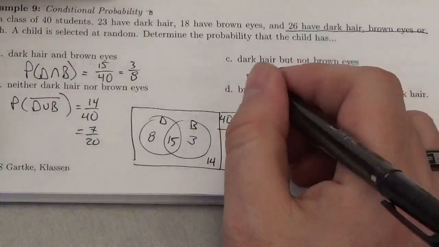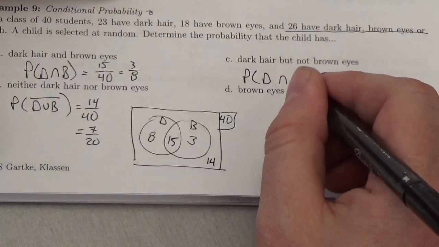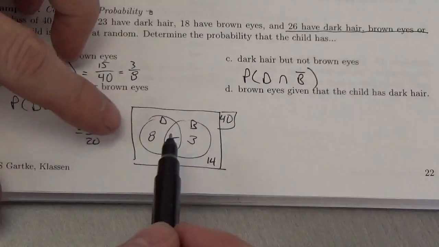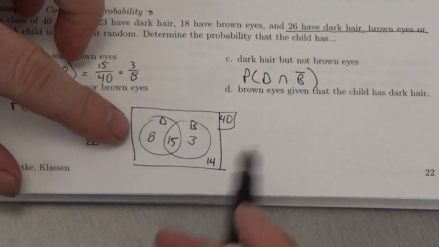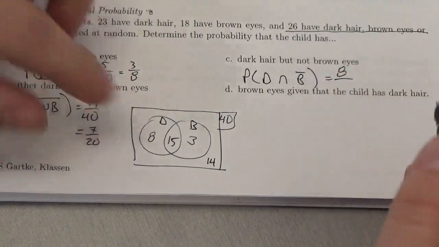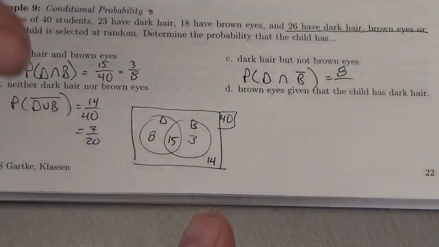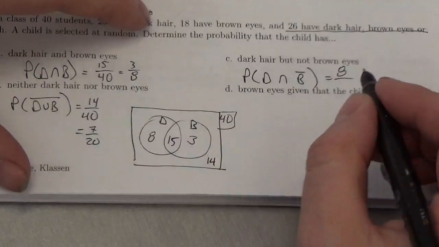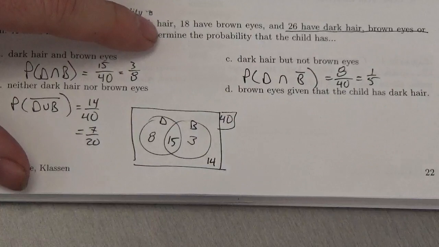Now over here, the probability of having dark hair, but not brown eyes. So they're in the dark hair circle, but they don't have the brown, so they're not in the overlap. So it's just going to be that 8. Now, be careful here. That's just a random person that you're picking. You haven't specified a particular group. You're just looking at the whole group, what's the probability that someone has dark hair but not the brown eyes. That's going to be 8 out of 40, or 1/5 of the group.